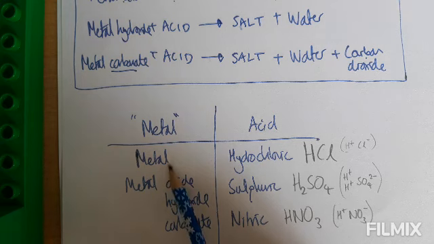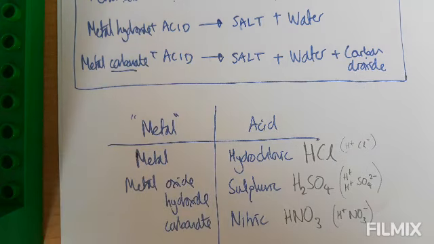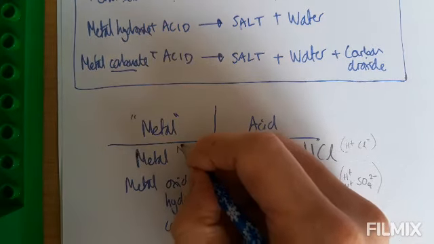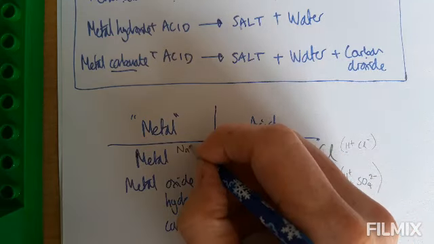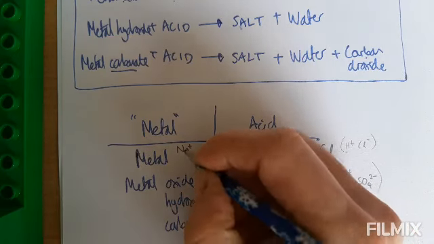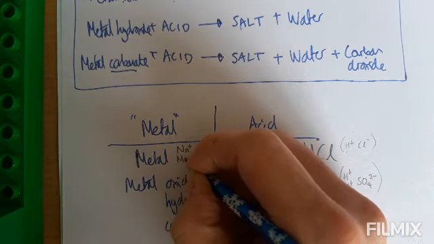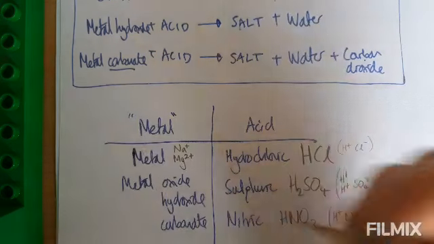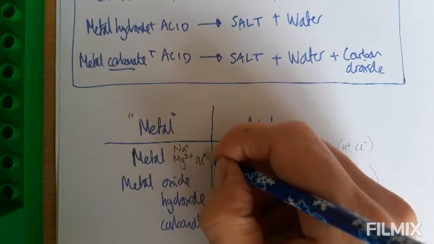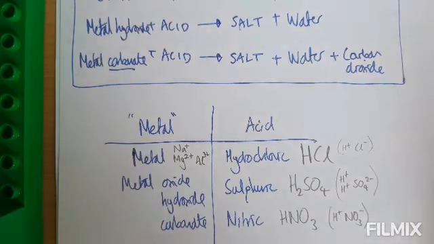The metals you will get off the periodic table, and you will need to be aware of the charges on metals. For example, sodium is a group 1 metal, so when sodium is in a compound it forms Na+. If you are a group 2 metal like magnesium, you will form a 2+ ion. If you're a group 3 metal like aluminium, you will form a 3+ ion.